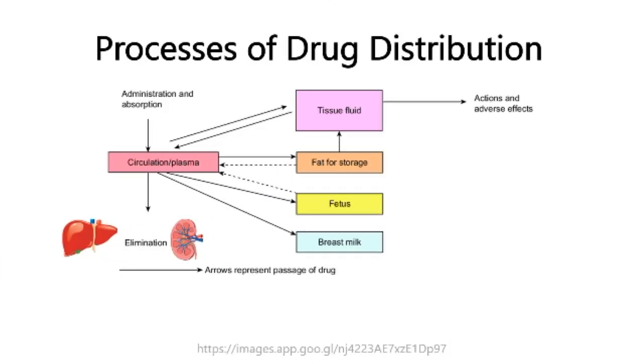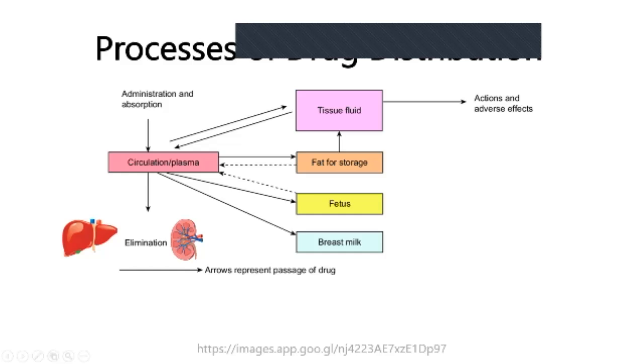The process of drug distribution is really the transferring of a drug from the bloodstream to tissues after it has been absorbed. So we notice that we have our circulatory system, the plasma, and then the drug is going to distribute to different areas in the body, in the tissue fluid, fat for storage, fetus, breast milk, and then after that it is eliminated through the kidneys and metabolized through the liver.